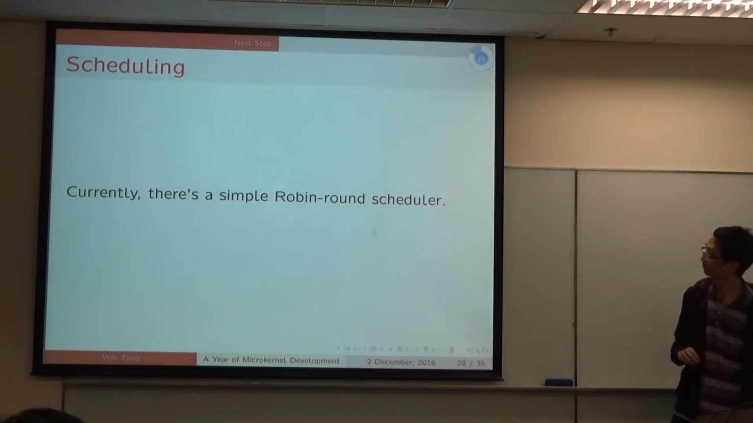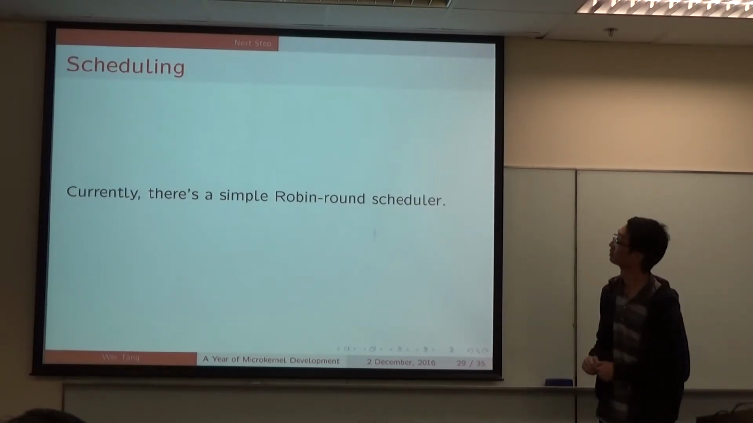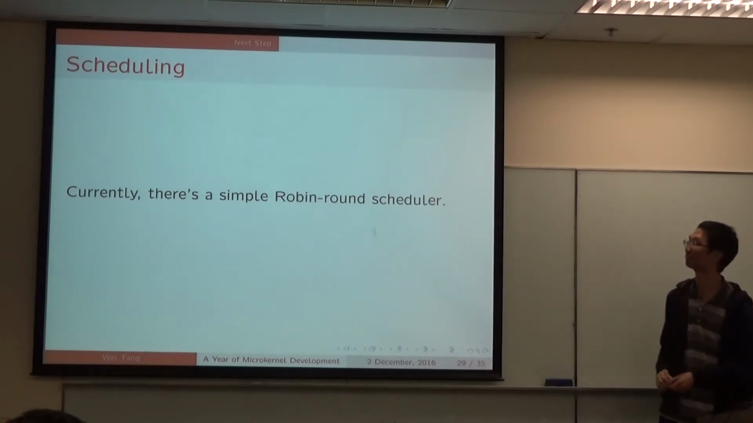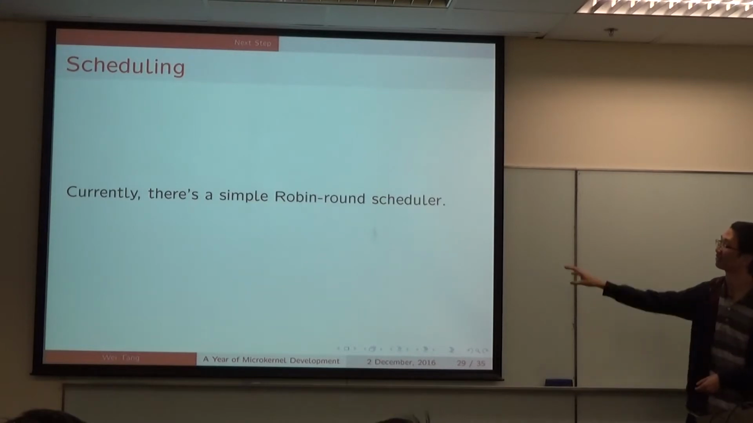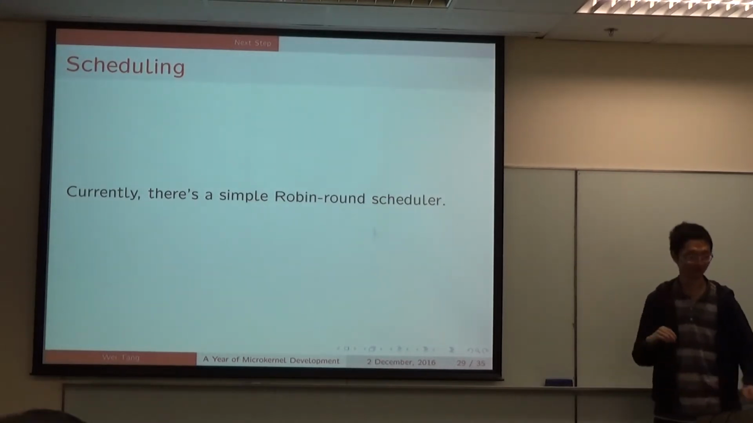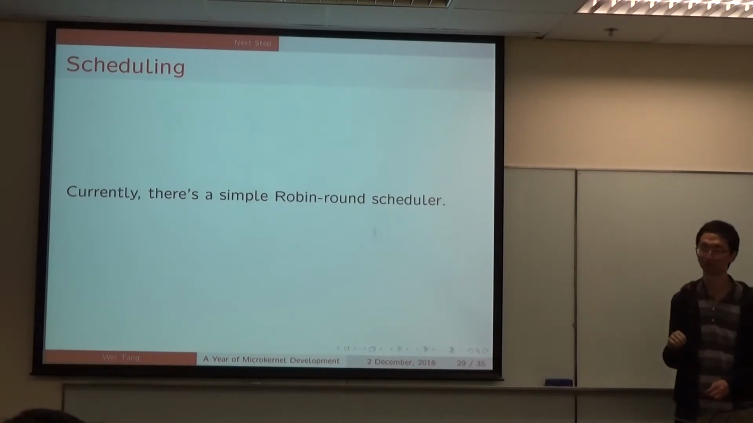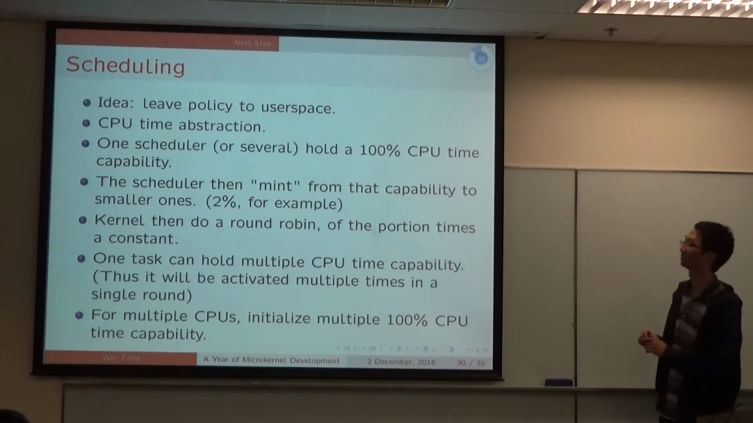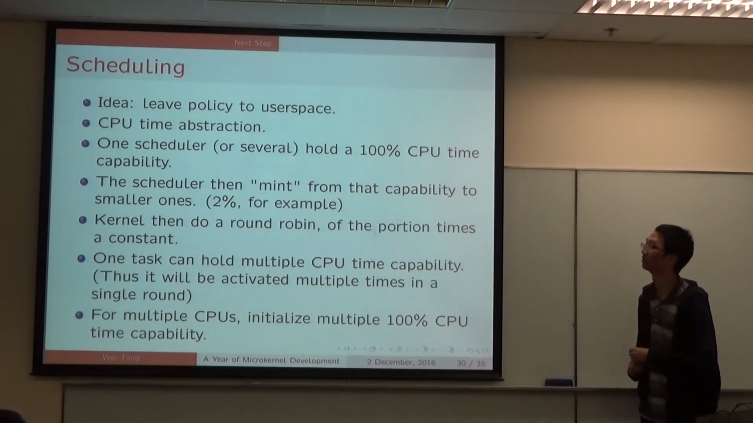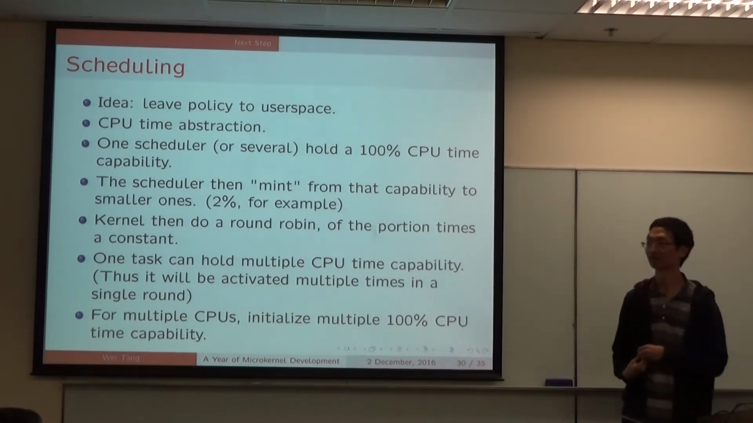That's basically what's currently in the kernel. Then there is the next step. First, scheduling. Currently there is only a simple round-robin scheduler, but this is something I want to implement. We want to make a CPU time abstraction.